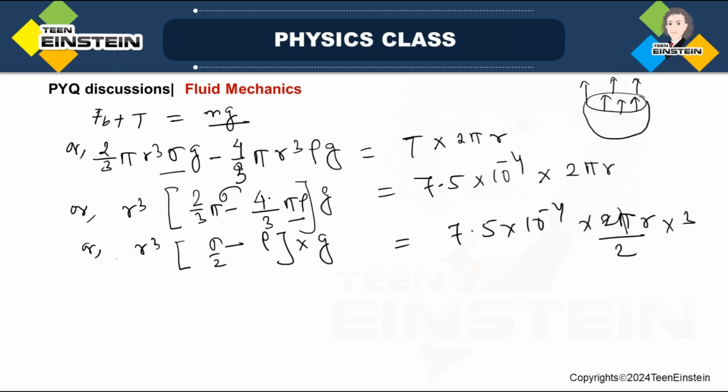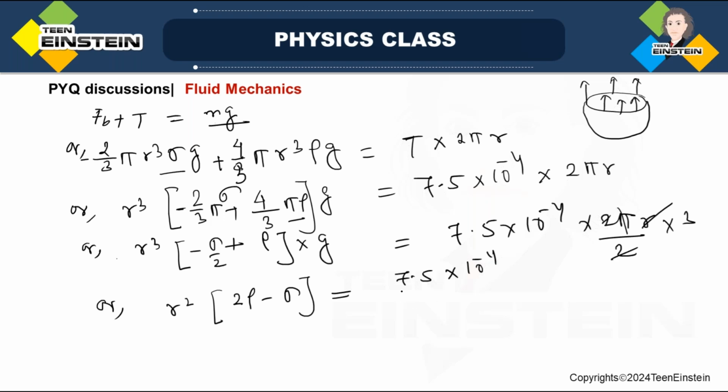So actually this will be plus and this will be minus. Okay, here the minus and here plus. All right, so now from here it is r square into 2 rho minus sigma. Okay, so 2 will be multiplied here again, so this will be 7.5 into 10 to the power minus 4. This I have struck out from both sides, this also will go away. Only 3 will be multiplied over here. Down there will be 10.